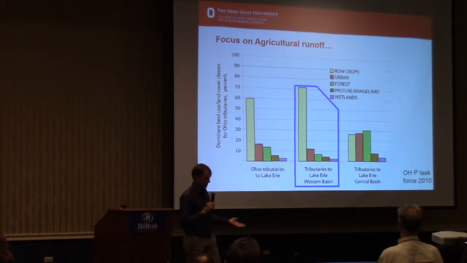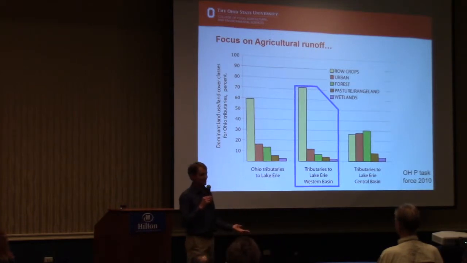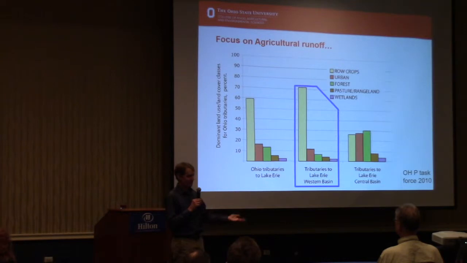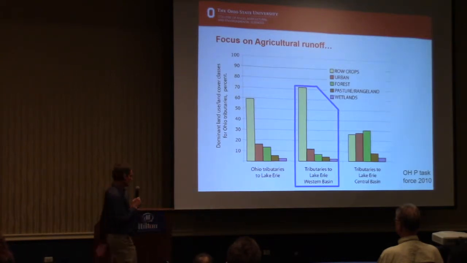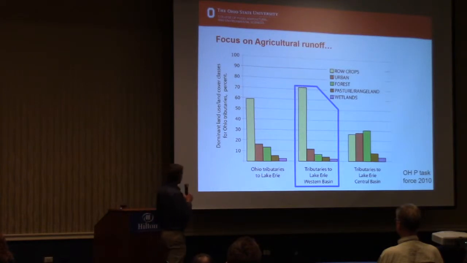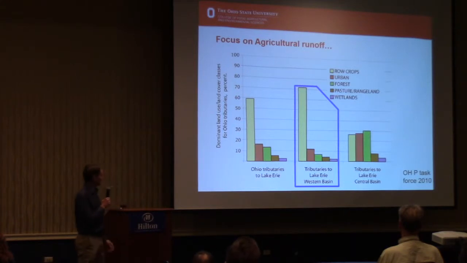And why am I pointing my finger at agriculture? And we try not to do that. I'm in an agricultural college at Ohio State, so we try to have good relationships with the agricultural community, just as I'm sure IFAS does, but we have to be truthful at times. And the main reason why is because we look at what's happening within the landscape. So if you look at the center here, the tributaries to Lake Erie's Western Basin, 70% of that landscape is covered by row crops. That's corn and soybeans in our neck of the woods.